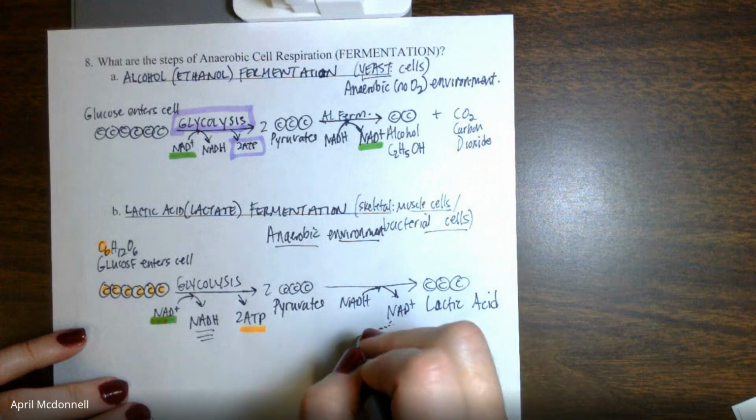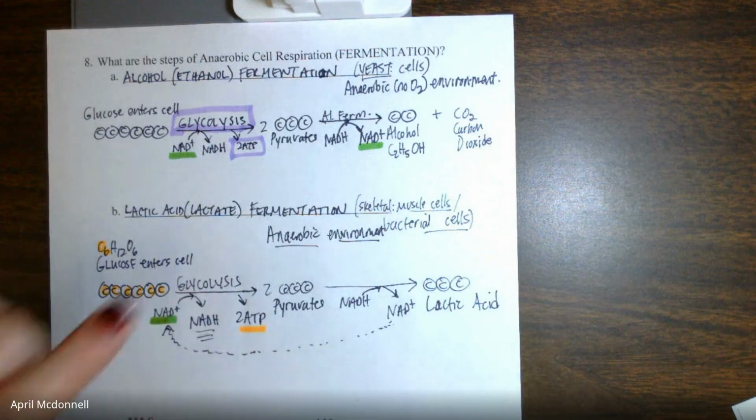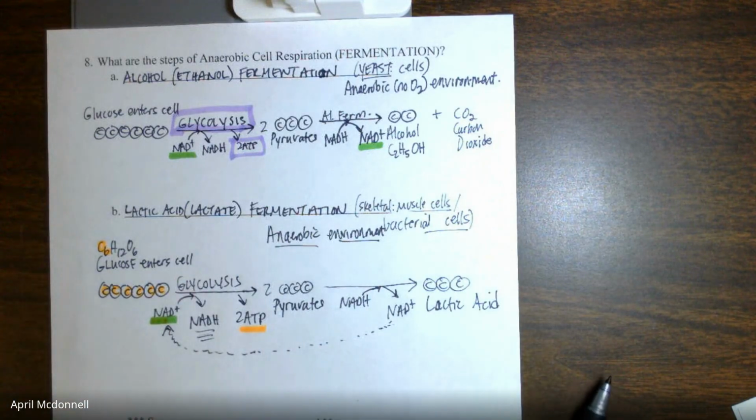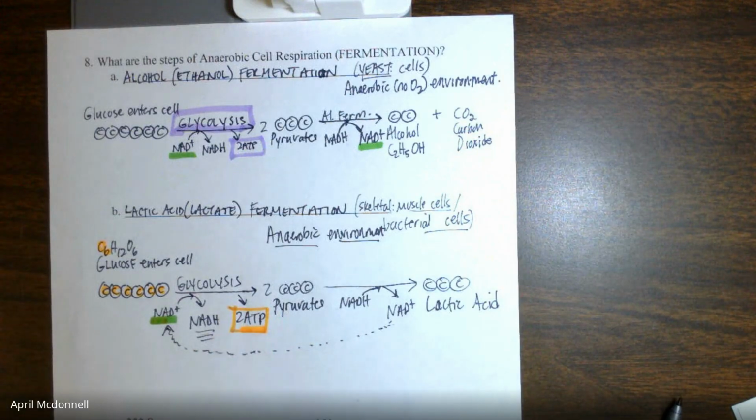So the reason they need to do that is so that they can continue the glycolysis reactions to keep making ATP for the cell, because without ATP being produced, the cell will die.